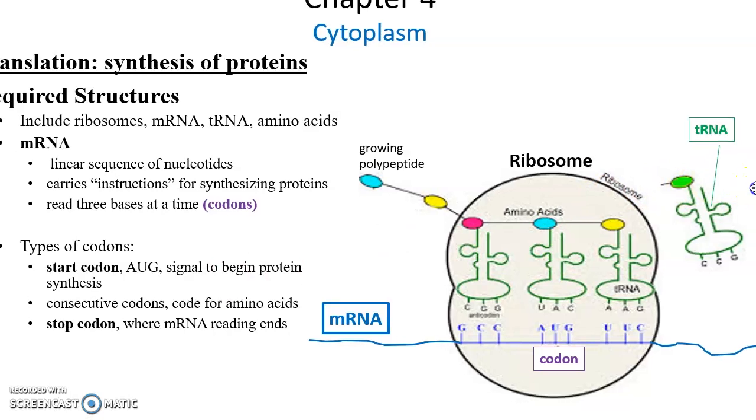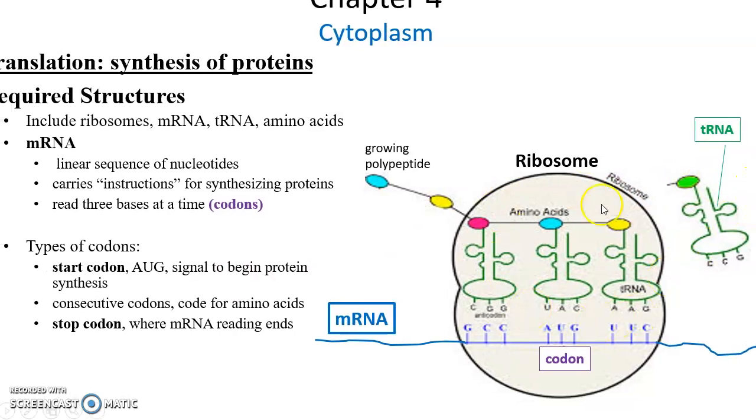So, important structures needed. Well, I went over them already, kind of. You need the ribosome. You need the messenger RNA that has the code. You need amino acids. And amino acids are brought to the ribosome on tRNA, transfer RNAs. So the messenger RNA, again, linear sequence of nucleotides, carries the instructions, the code for making the proteins. And to read the messenger RNA, you have to read it in groups of three nucleotides, each group codes for one amino acid. And those three nucleotide groups are called codons.